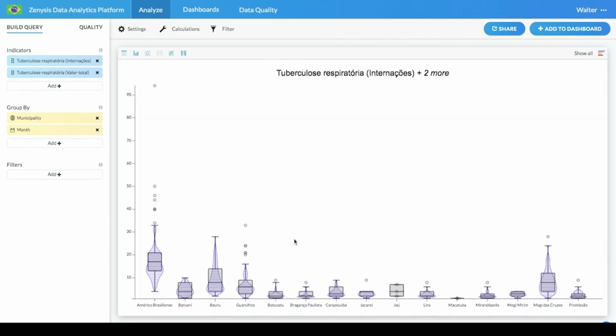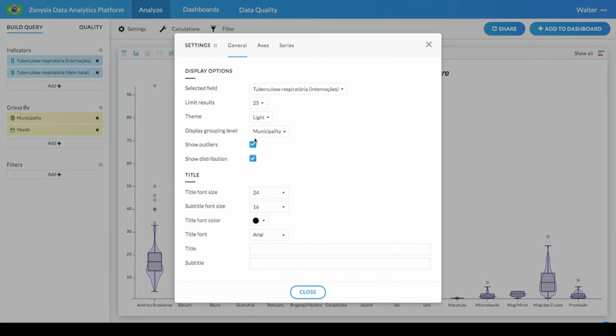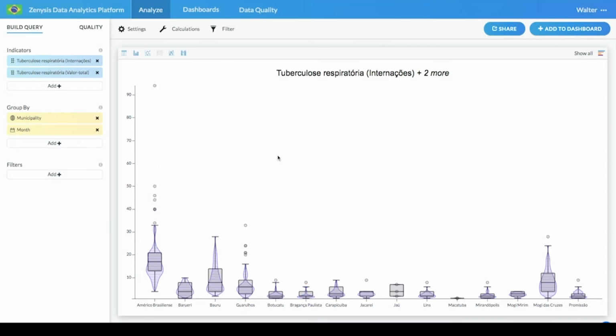And so by taking that same information about the total number of respiratory tuberculosis cases, we can then see box plots for every single municipality in the country. And we can expand the total number of cities that we're looking at through the settings tab. But for the purposes of this demonstration, let's really zero in on what's going on here in Américo Brasiliense.